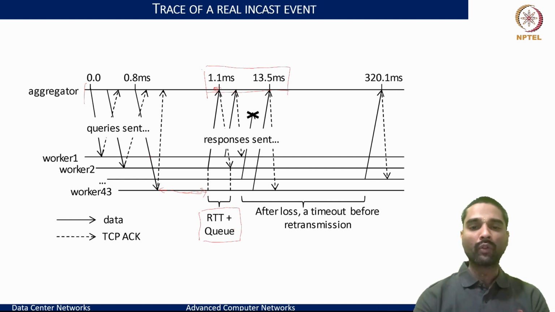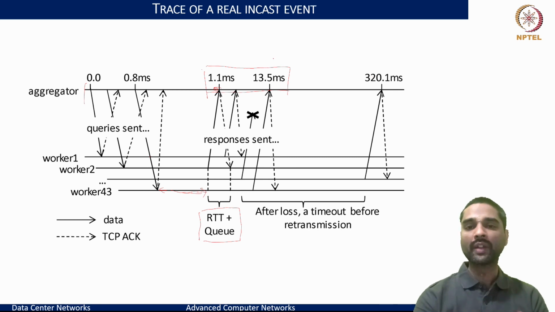And when one of the worker nodes tried to send a packet, because of the queue buildup, there were packet losses. Once such a packet loss occurred, this worker node would have to infer that the loss occurred at some point in time. After the transmission of this packet, the worker node would have triggered the RTO clock, and only after the expiry of this RTO clock, around 300 milliseconds, we can see that right after this point, around 320 milliseconds, is when the lost packet was sent.